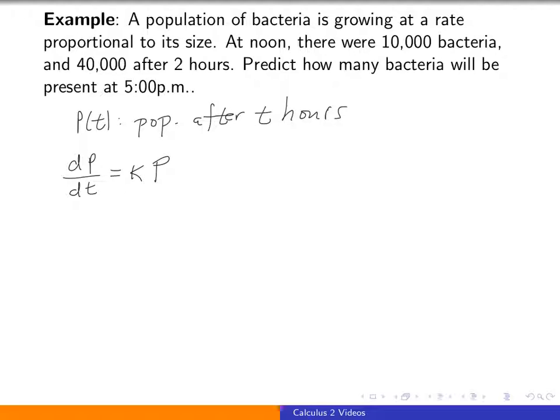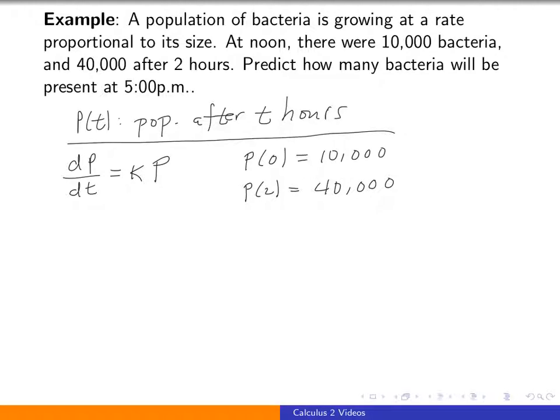So what they tell us is at noon, there were 10,000 bacteria, and after 2 hours, there are 40,000. So that would tell me that we're setting time 0 to be noon with 10,000 bacteria, and 2 hours later is when we would have 40,000. And really, in terms of the setup, what we see here is everything we need to solve the problem. And at this point, it's really no different than our previous example. So let's see here. dP/dt equals kP with P of 0 equals 10,000. So immediately we know what the solution of that differential equation is going to be.